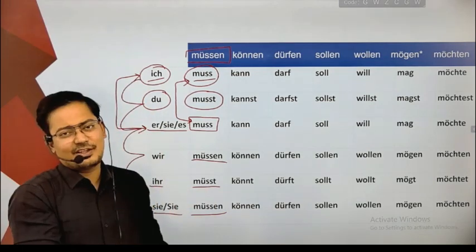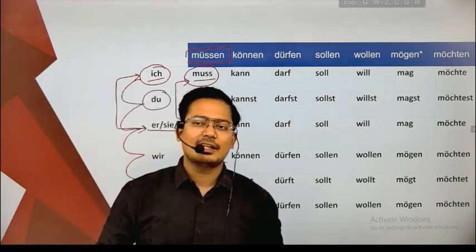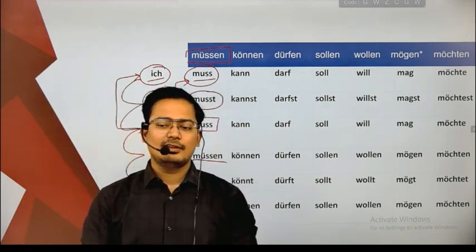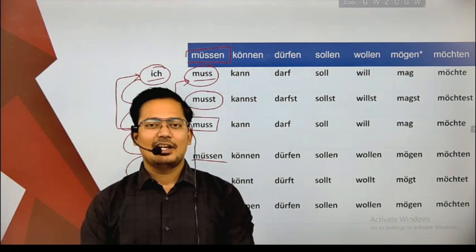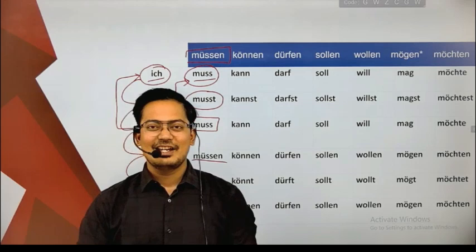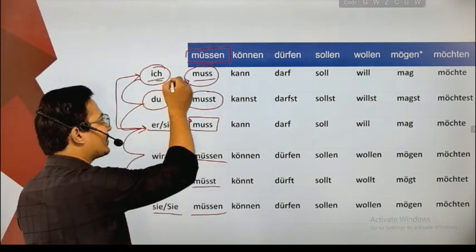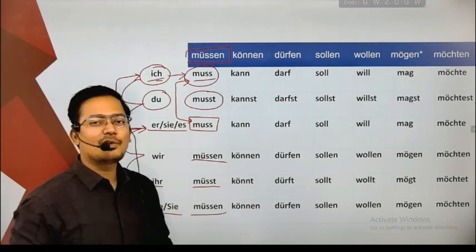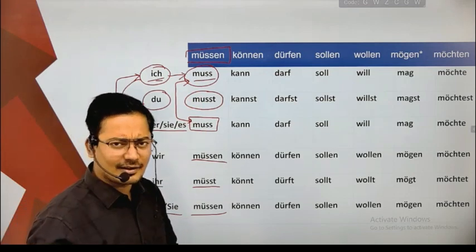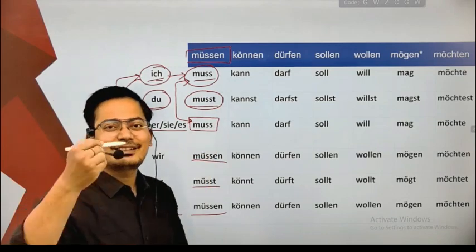This means that when the subject is changing, then the verb is also changing. That is conjugation. Let's take one more example. If I want to say, I must drink water: Ich muss Wasser trinken. Why? The subject is ich, that's why the verb is muss. If I want to say you must drink water, then du musst Wasser trinken.